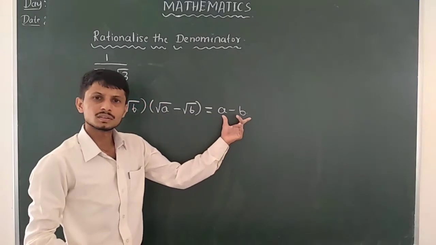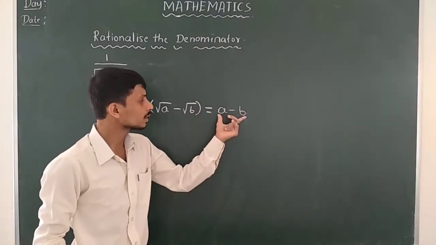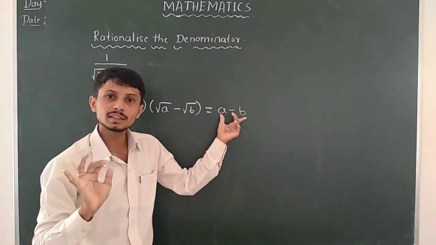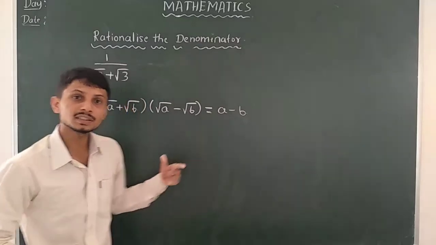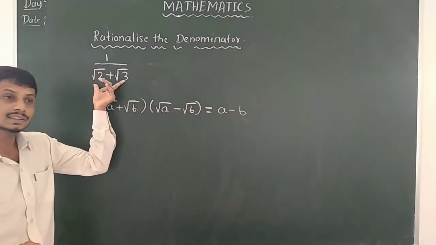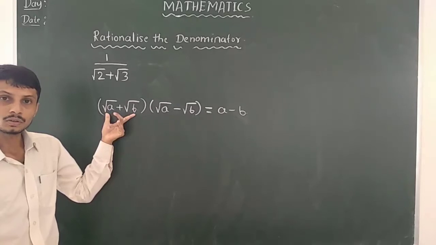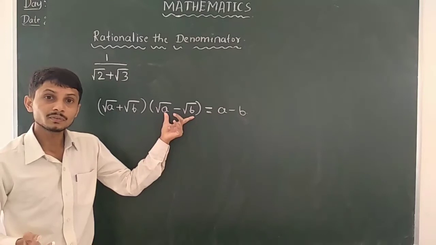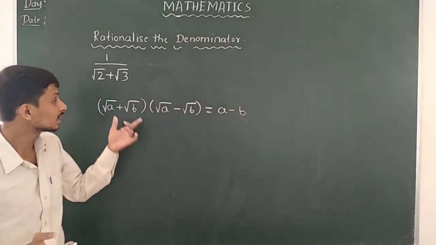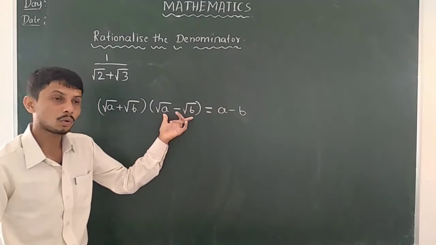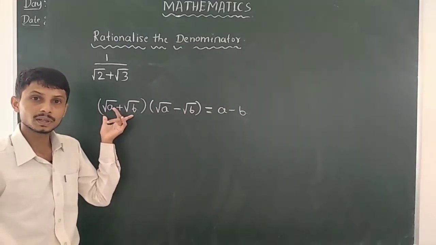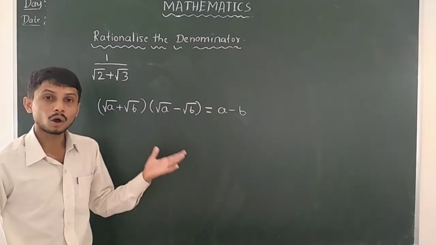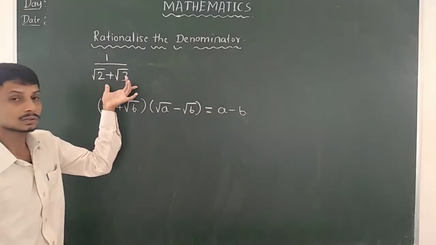So let us observe here. It's in the form of a minus b, so I hope this is an integer. So that means here the denominator is in the form of root a plus root b, so we have to multiply with root a minus root b. That means we have to take the conjugate. Root a minus root b is the conjugate of root a plus root b. So we have to multiply and divide with the conjugate of root 2 plus root 3.